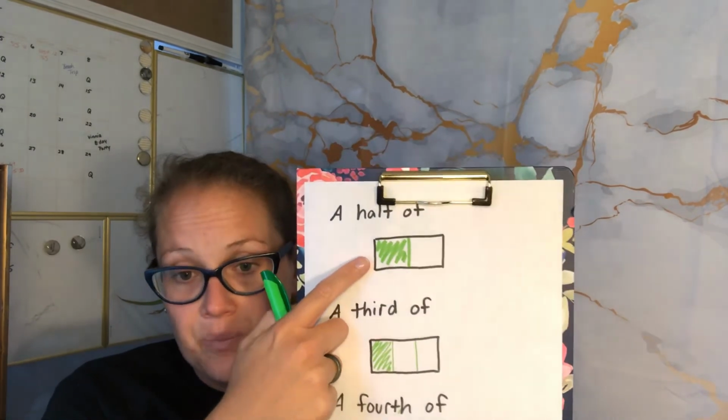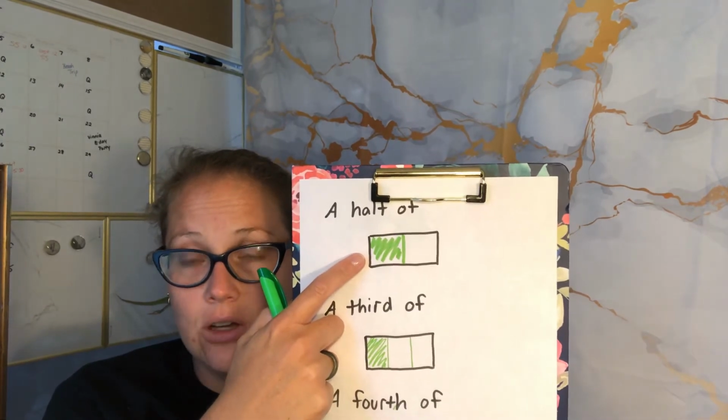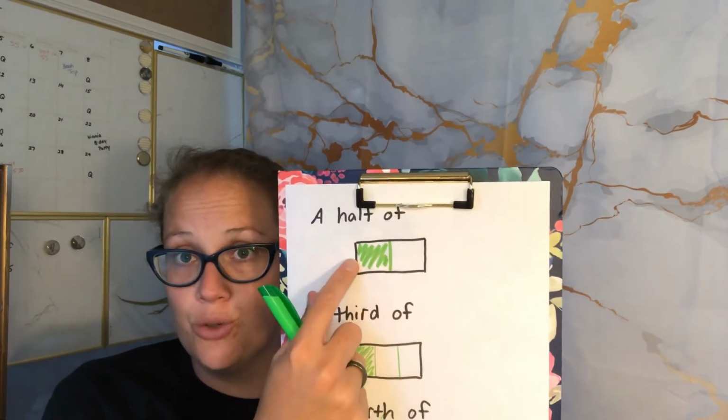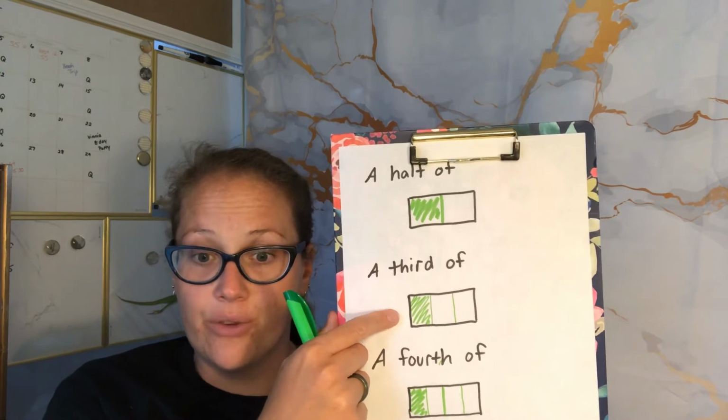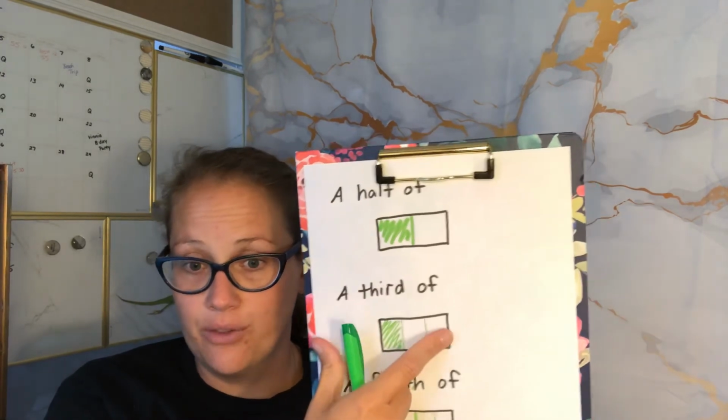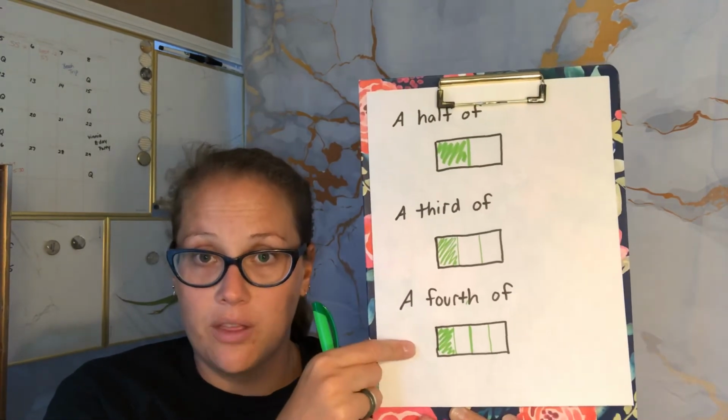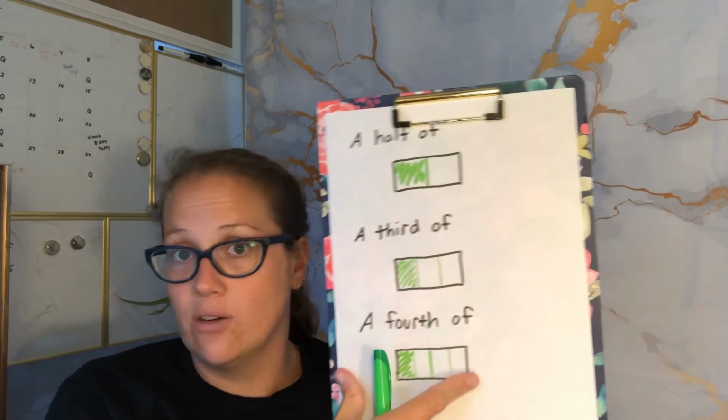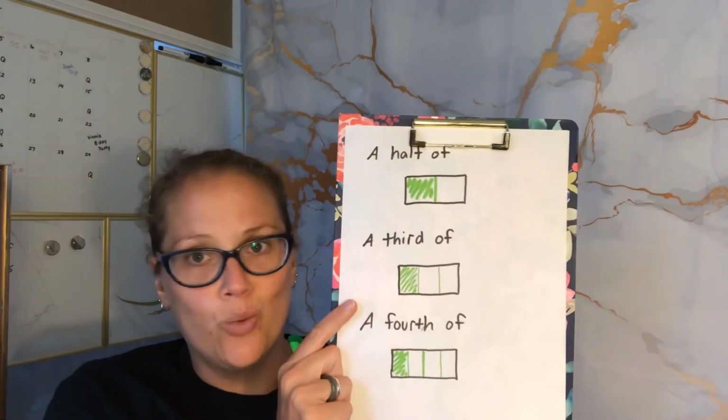So we have a half of a rectangle, it's 1 out of 2. A third of a rectangle is 1 out of 3, and a fourth of a rectangle is 1 out of 4.